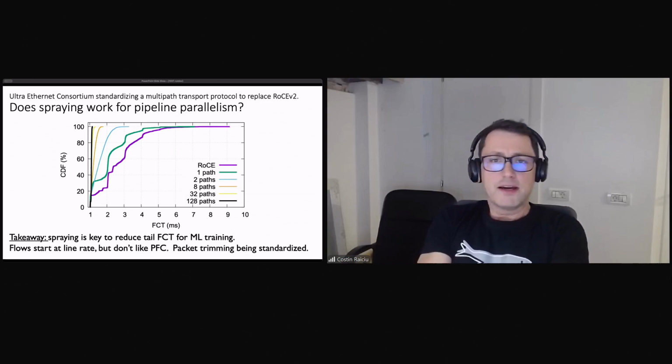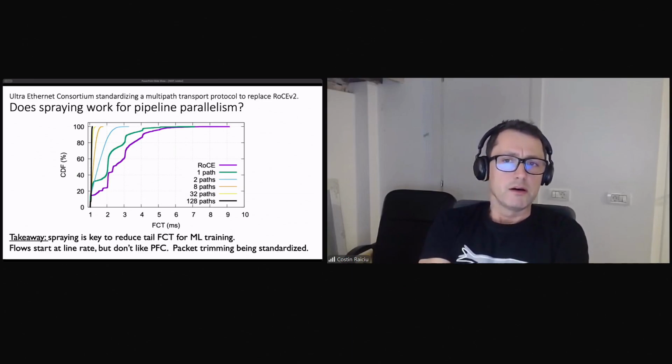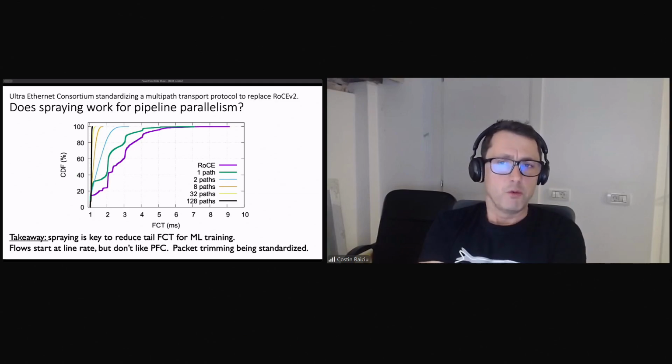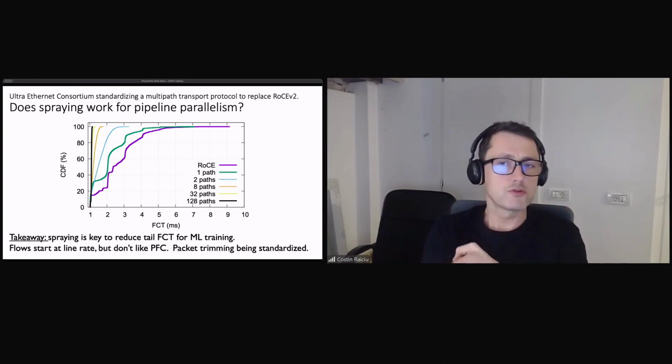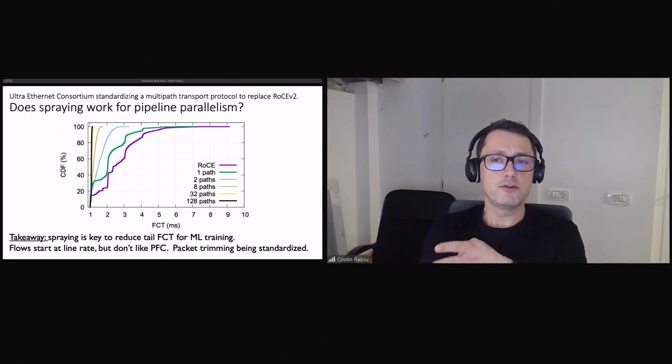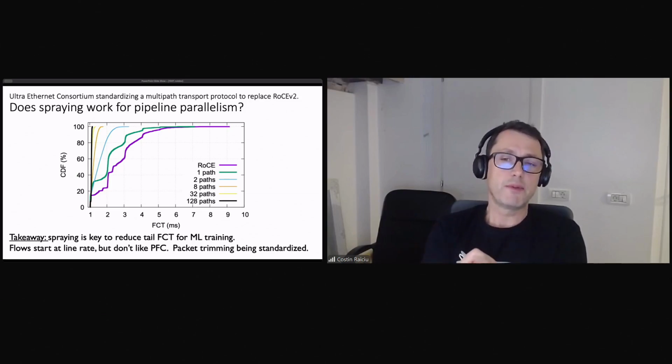Meta has this paper on training Llama, and they explain what they did. Basically, based on the destination of where you're going, you try to select a spine and do some sort of source routing. So you could do that, and people have tried it. And it works really well until you get one failure when you switch back to ECMP, and then you basically lose half of the capacity.